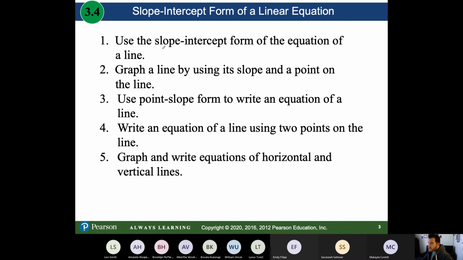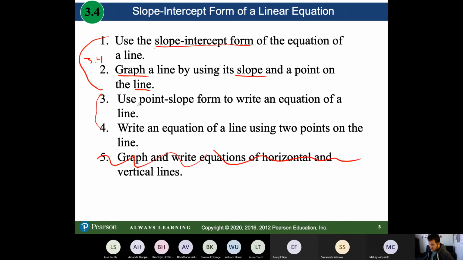So today we're going to talk about two different forms. Basically, these two are 3.4. We're going to talk about slope-intercept form, and how to graph by using a slope and a point on the line, also known as the intercept. And then this down here is 3.5.